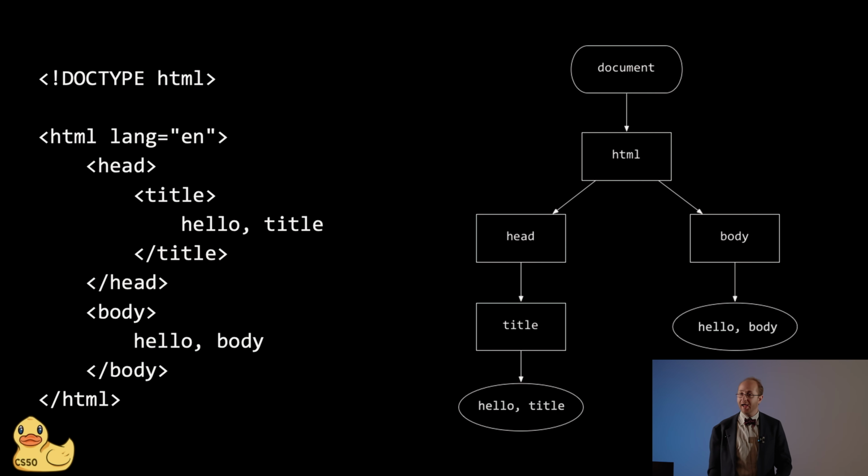So HTML has two children, head and body. Head has a child title, and then all the way underneath, inside title is contained hello title, and inside the body is contained hello body. And you'll notice that we've put hello body and hello title in elliptical shapes rather than square shapes, because they're not themselves HTML nodes, they're just the content within the HTML nodes. So they get represented slightly differently.